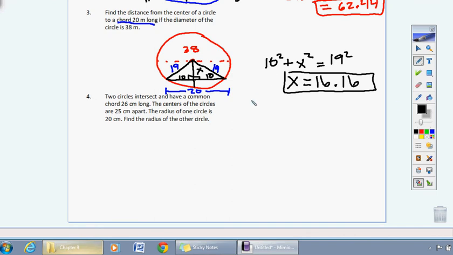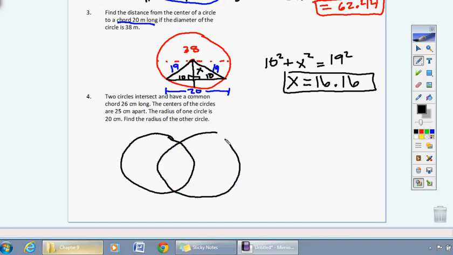Nice job. Now these are going to start getting a little bit trickier. We're going to have to think about these a little bit more. Number 4 says, two circles intersect and have a common chord. Think back to elementary school, and I'm going to do my best to draw this. When you have two circles that intersect like that, we called that a Venn diagram. It says they share a chord, meaning they have a common chord that's a part of both circles.